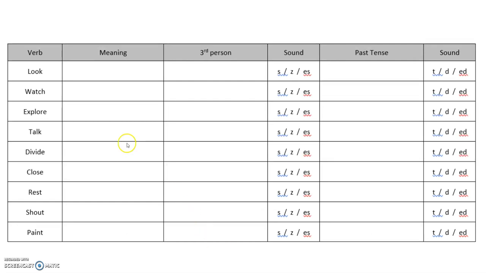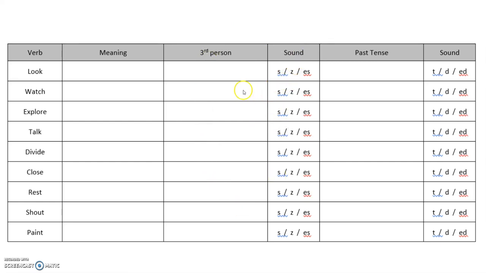So I want you to practice using these words here. These are slightly different words. Let's say them now. Look, watch, explore, talk, divide, close, rest, shout, paint. You'll notice close is the same. So you already have the answer for this one. Please write down the third person. This is a S, Z, or ES sound.